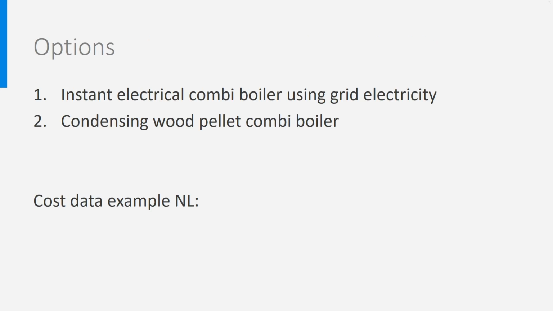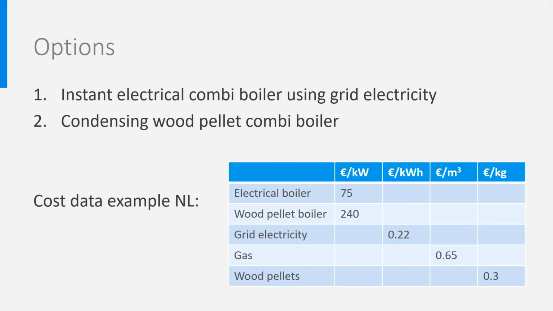Let's imagine that we want to compare the two following options. The use of a tankless electrical combi boiler connected to the Dutch electricity grid, and the use of a condensing wood pellet combi boiler. The price of boilers in the Netherlands is around €75 per kilowatt for an electrical boiler and 240 for a wood pellet boiler.